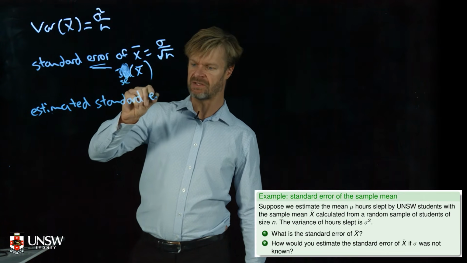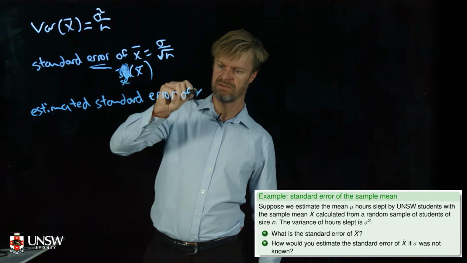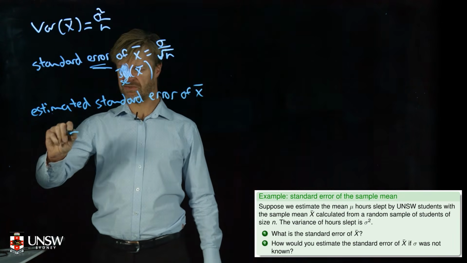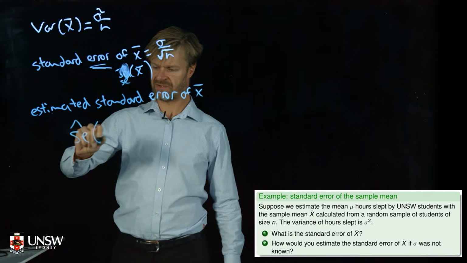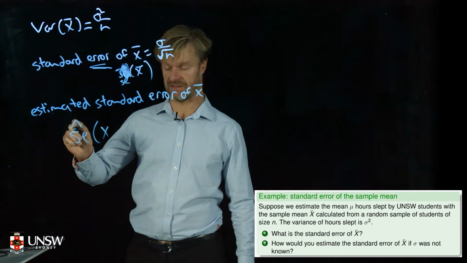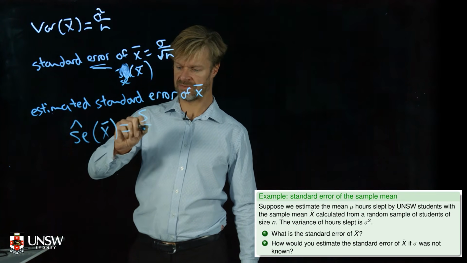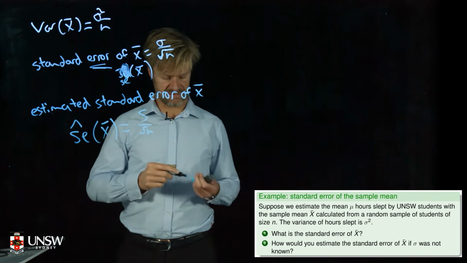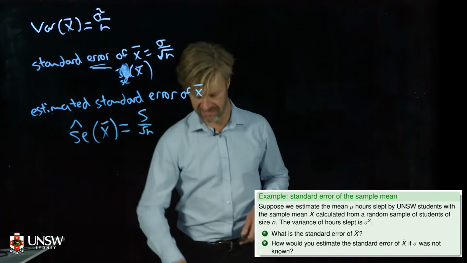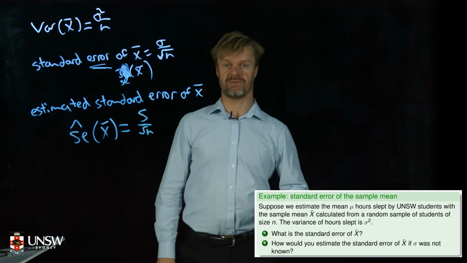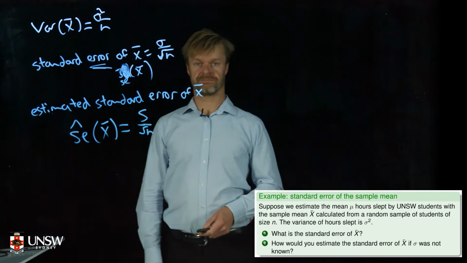So the estimated standard error of X bar, if you don't know what sigma is, you could estimate it. You could say the estimated standard error, we put a hat on top of this because we're estimating the standard error, is then S on root n. If you don't know what sigma is, you estimate it using S. That gives you S on root n as your estimated standard error. Okay.